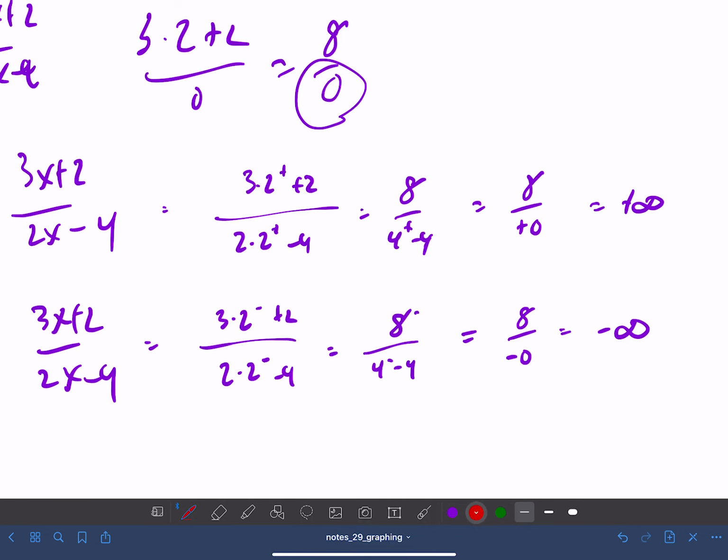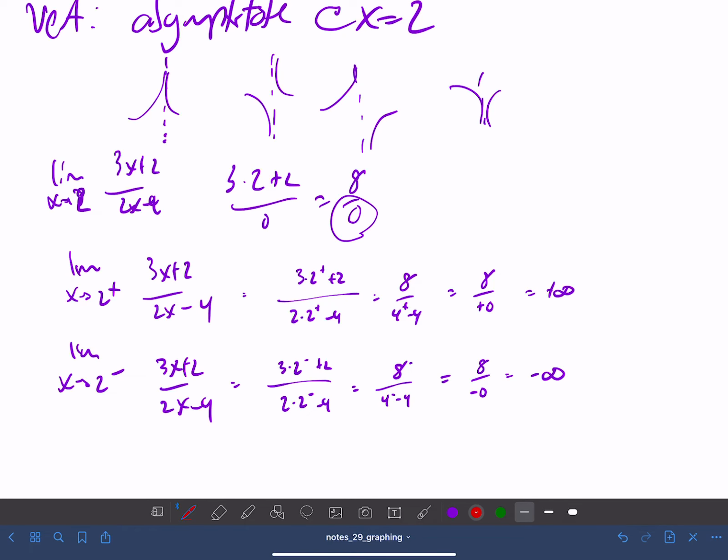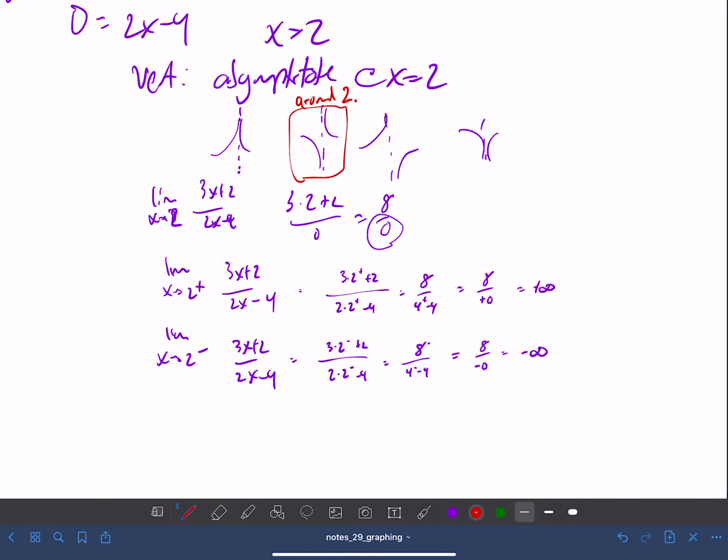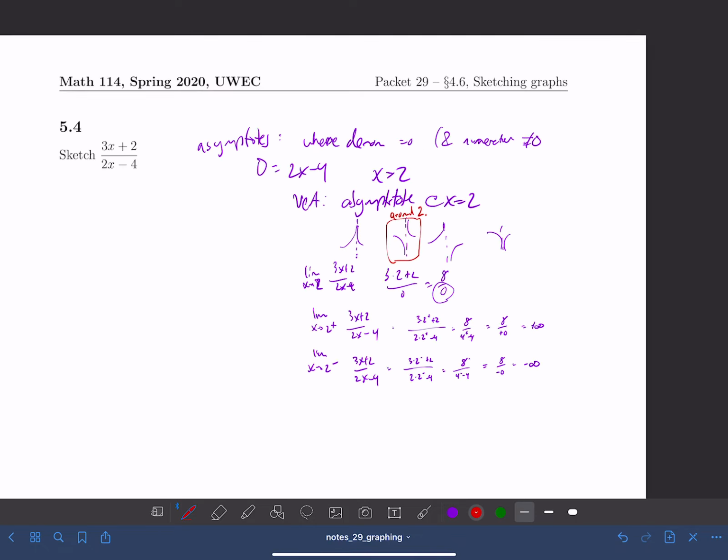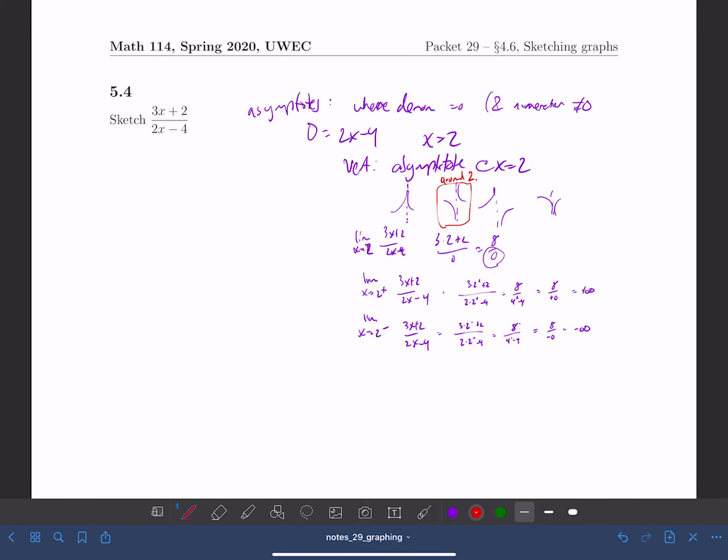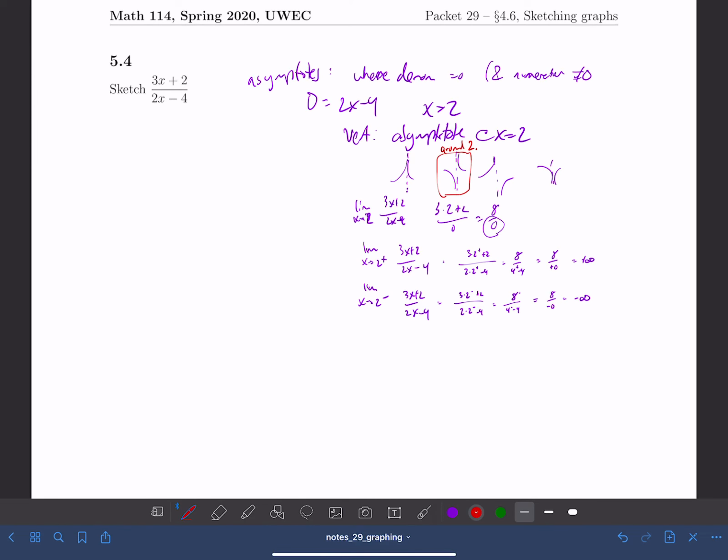We have now selected the type that it is. From the right, it's positive infinity, and from the left, it's negative infinity. It's this one, around 2. Isn't that process cool? I love calculus so much. Wow. Oh, calculus, you're so amazing.